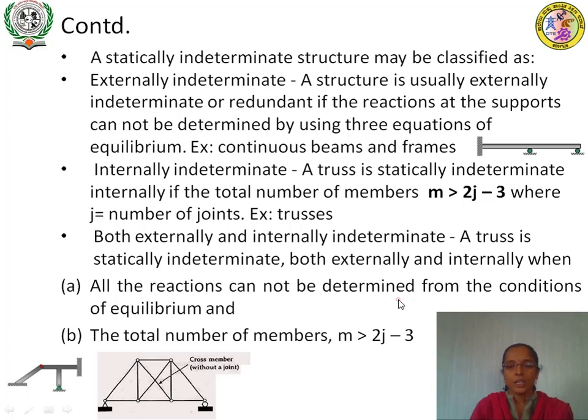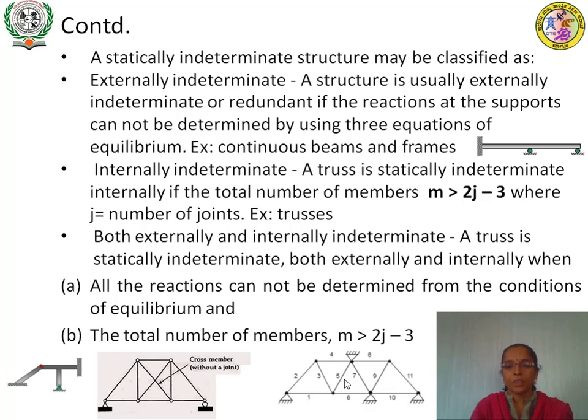Let us take an example. In this example, 4 hinges are provided. 4 hinges means 2 reactive components at each hinge, so 4 into 2 is 8 reactions. The available equations are 3, so we cannot find all the 8 unknowns using 3 equations, hence this becomes externally indeterminate.